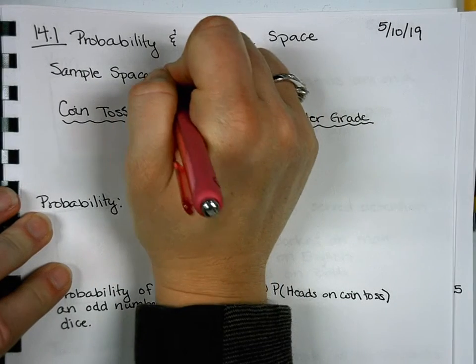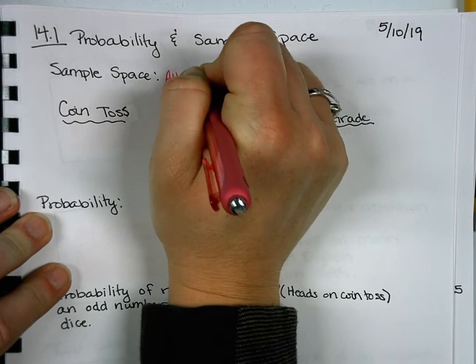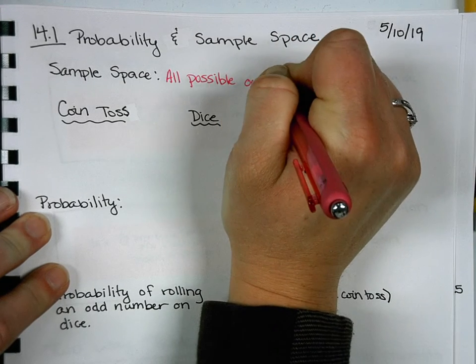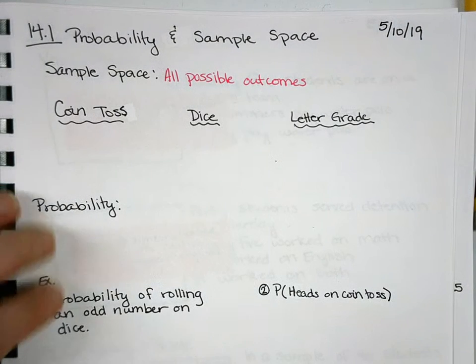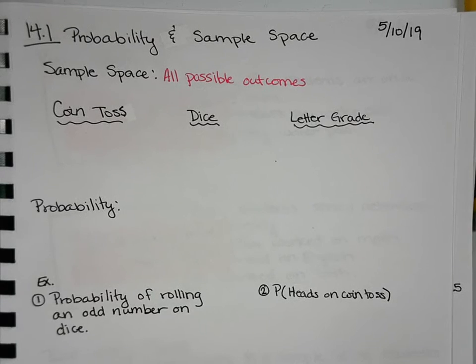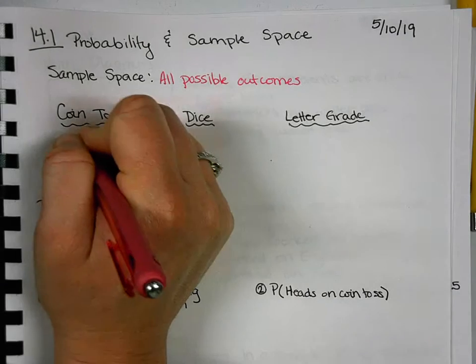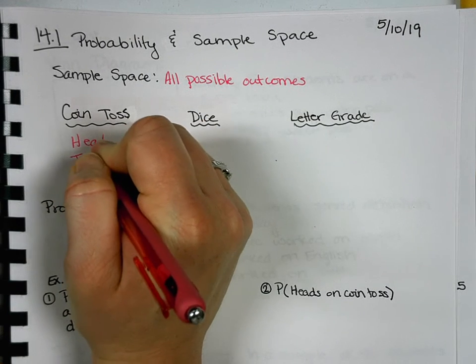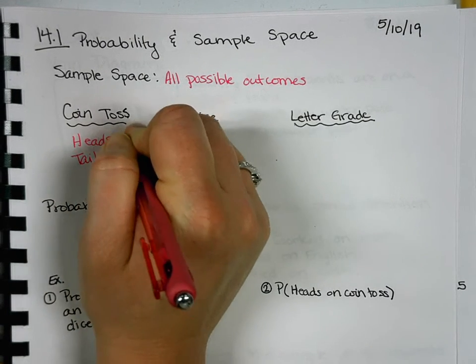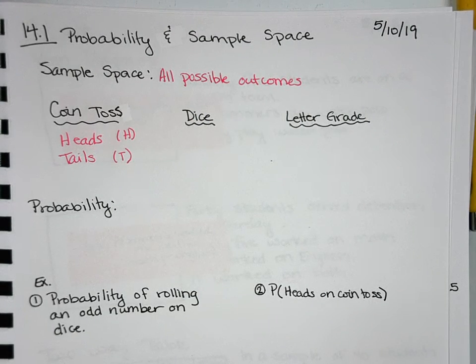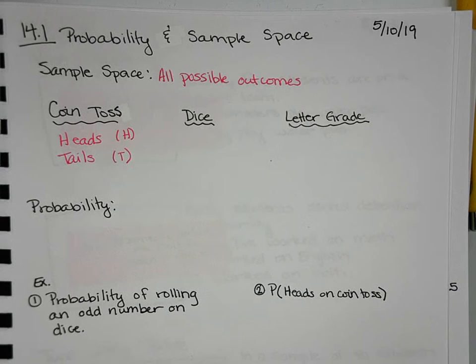The sample space is all possible outcomes. So when we talk about a coin toss, what are all the options you could possibly get when you flip a coin? Heads or tails. Normally we just abbreviate that H and T. So heads and tails would be your sample space.